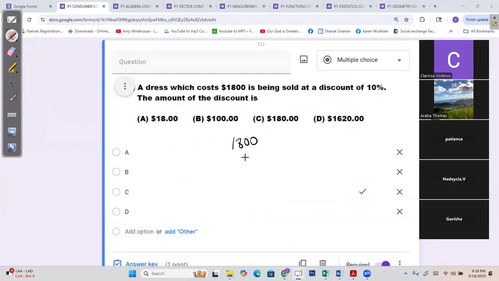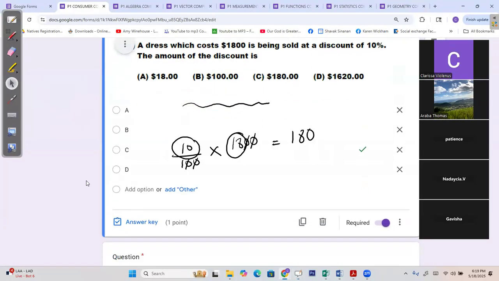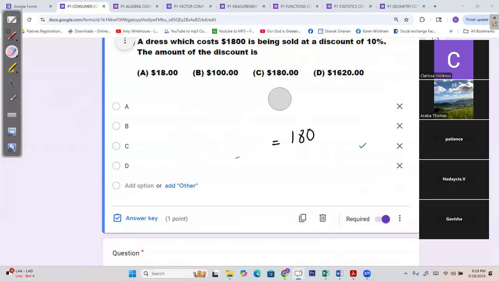1,800, right? It's being sold for 10%. So that's 10 out of 100. Following? Remember, they asked for the discount. They asked what the discount is. So let's go. If I cancel the two zeros, what can be left back? 10 times 18. Anything times 10, you add a zero. You see it now? Yeah. All right. Too easy. No problem.